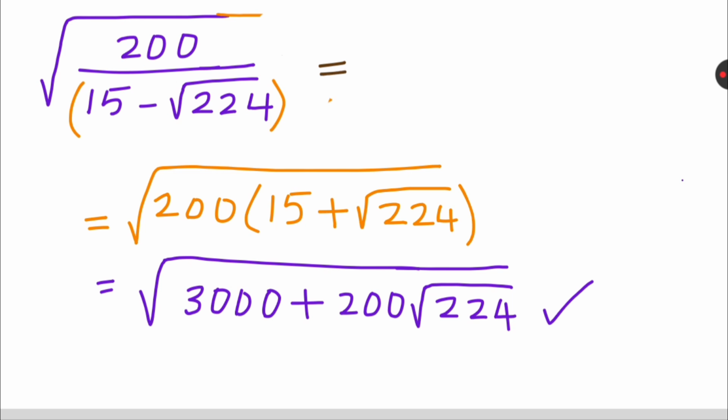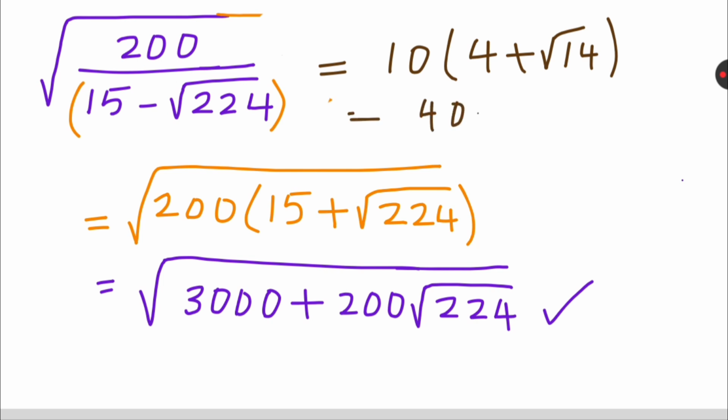So what is the result? 10 times (4 plus root 14). If you open the bracket, you are going to get 40 plus 10 root 14.